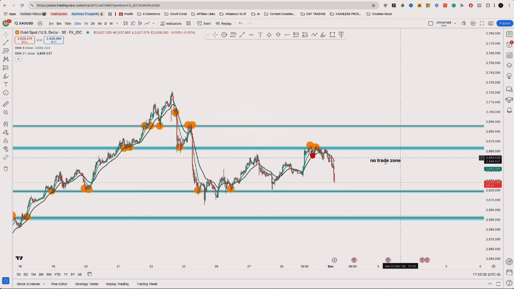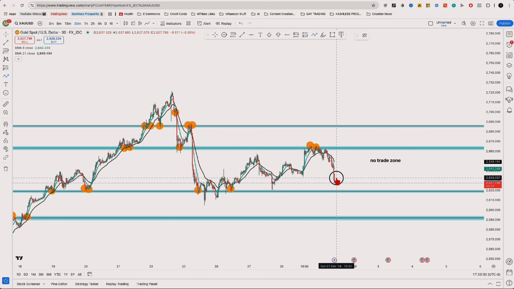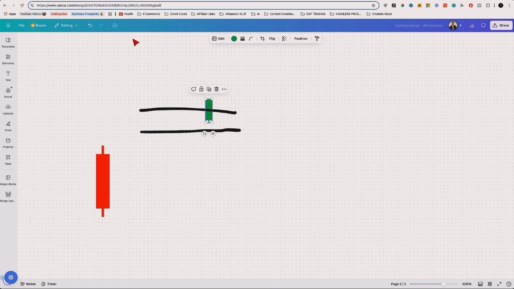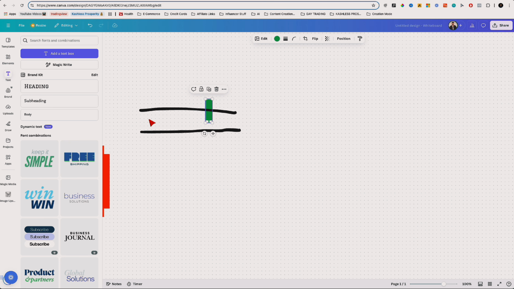So what you want to do now is wait for price to either break down or break up. So I'm going to make a drawing for you guys just to show you an example. I already drew something up for you guys, and let's go ahead and mark this as the no trade zone. So guys, this is the no trade zone. Okay, and let's say price started going bullish.